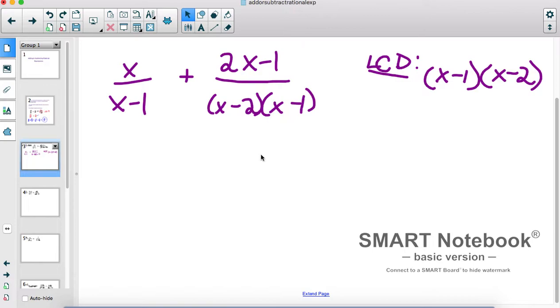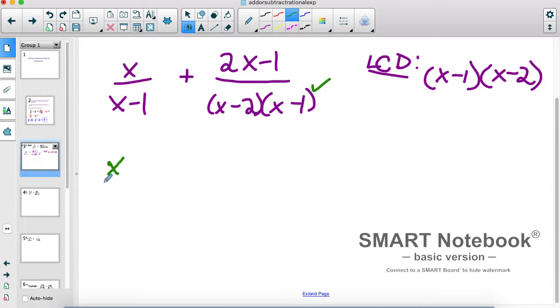So now, if you look at the second fraction, it has your LCD, x minus 2, x minus 1. So we don't need to touch this second fraction. The problem is this first fraction that only has an x minus 1. So what is this denominator missing? Well, clearly it's missing the x minus 2. So I have to get this denominator to look like this denominator, x minus 1 times x minus 2.